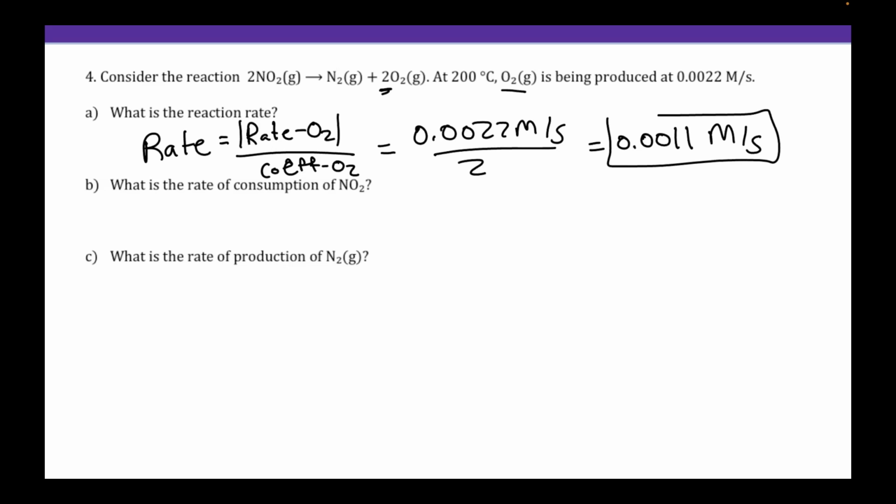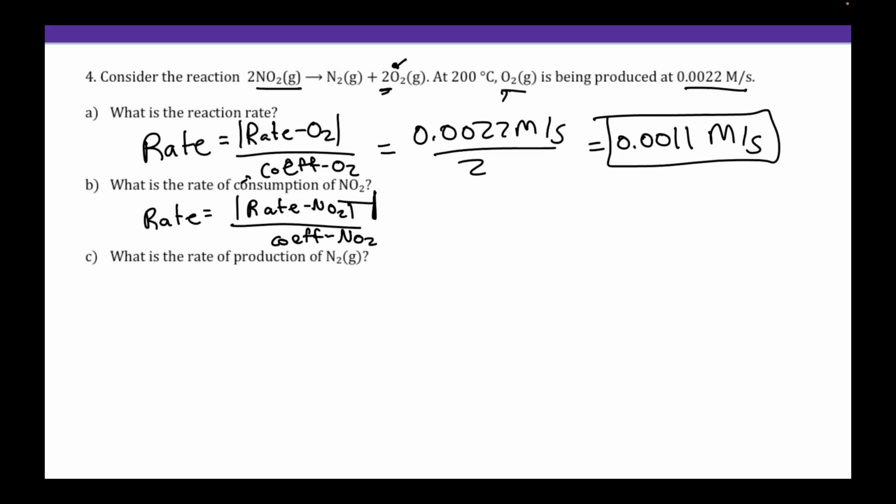So this is really just good stoichiometry review, not hard questions at all here. Consumption of NO2: NO2 is a reactant. I would say it's being consumed at a rate of, well, let's look. O2 is being produced at 0.0022 molars per second, so we can either use this equation or just use the relationship between the two species there. I'll use this equation again, maybe just to give an example. Here, rate is equal to the absolute value of the rate of NO2 over the coefficient of NO2.